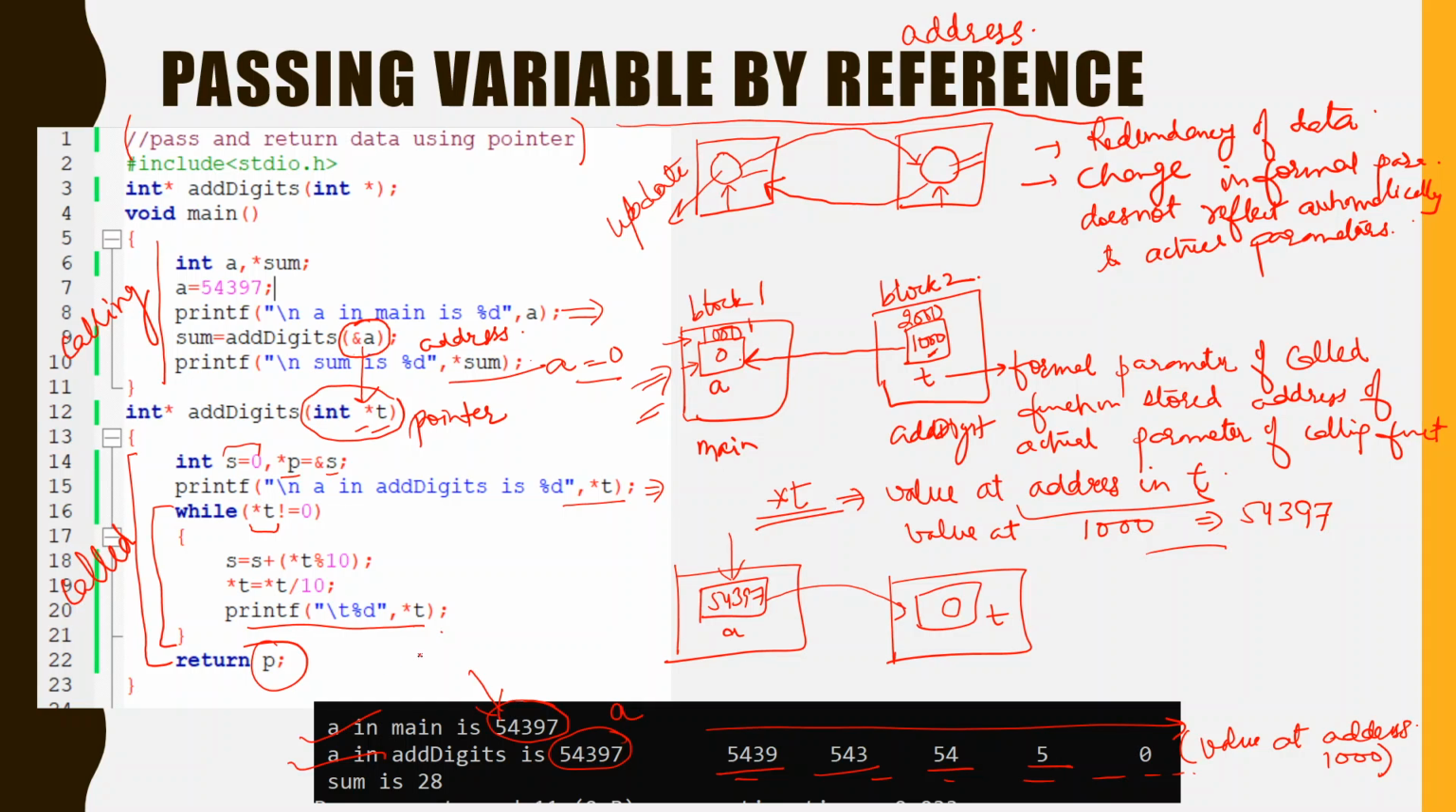Now what does p hold? P holds the address of s, and this address of s is the variable created here. Suppose it has address 3000, and after the processing of the while loop, it has the sum stored as 28. Now, returning the pointer, we are using the method to return data using pointer: passing the parameter through address, and we will also return the address of the output parameter. So the output parameter is s, and we are returning it with the help of a pointer p.